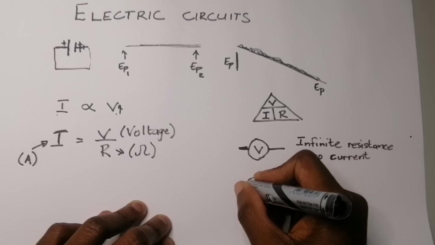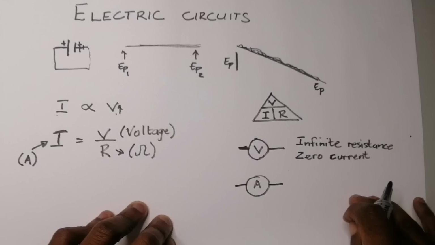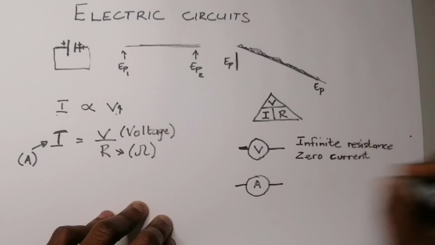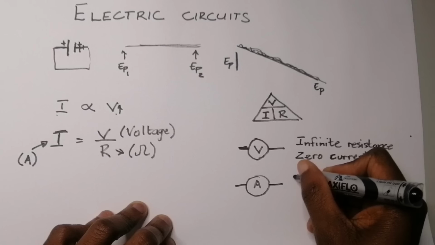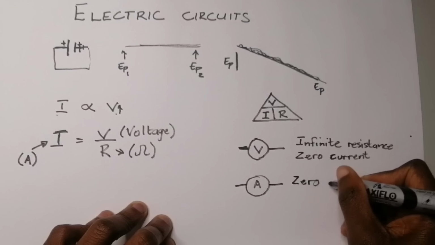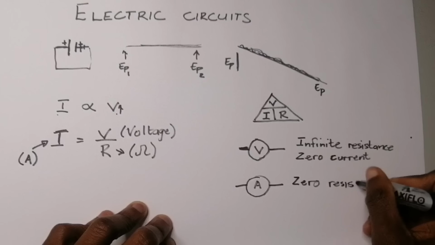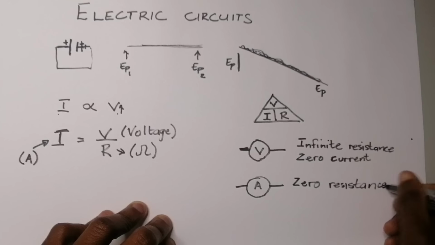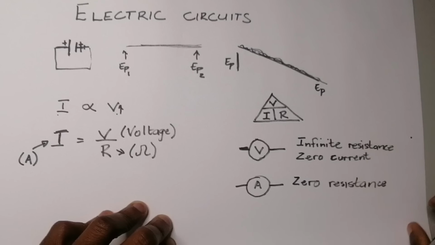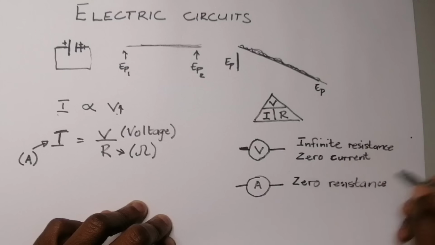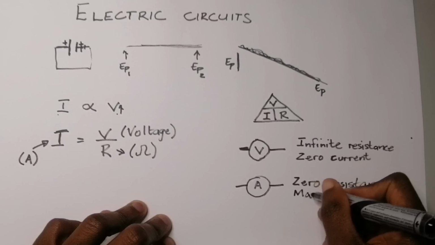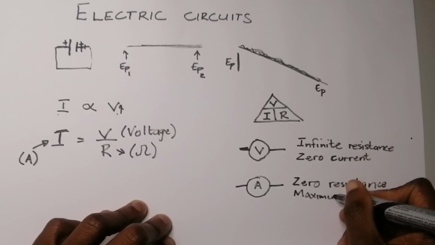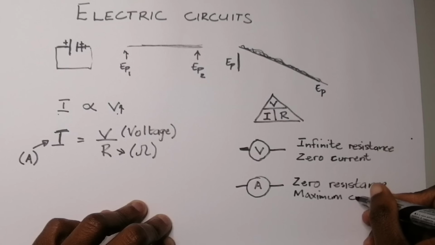And then secondly, we've got an ammeter. Now what does an ammeter do? Well, it measures the current that is flowing through it. So for an ideal ammeter, note it has zero resistance. If it has zero resistance, it will allow all the current that it can to flow through it. So it allows maximum current.